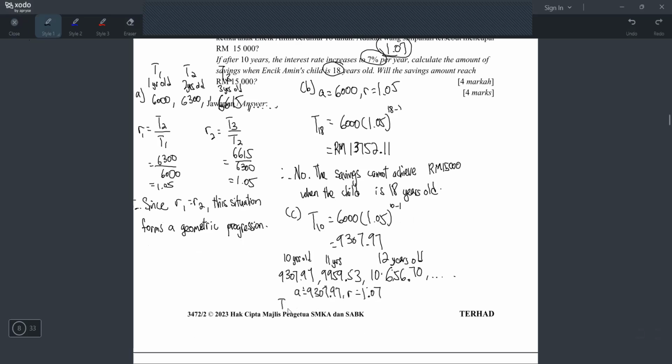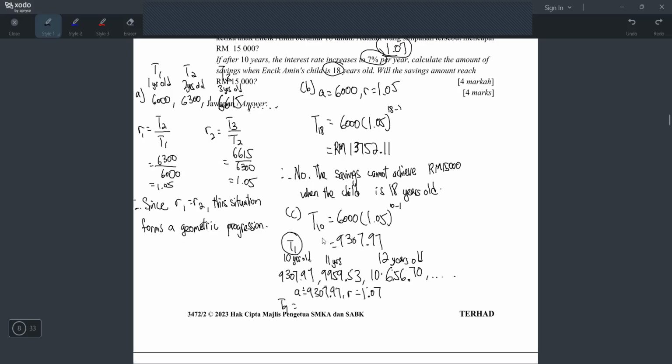Okay, some of you might say T8, but it's wrong. It's not T8, right? Let me tell you, it will be T9. Because look carefully, when it's T1, we are looking at the new progression now. We don't look at the old progression. We will look at the new progression. When it's 10 years old, that's when it's T1.